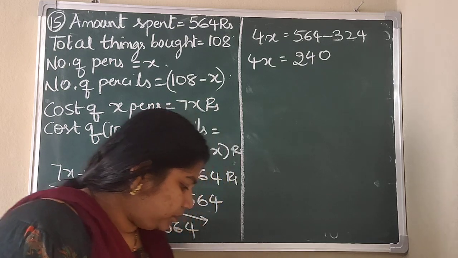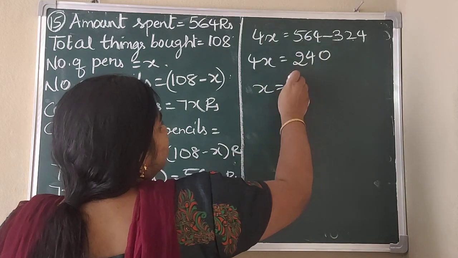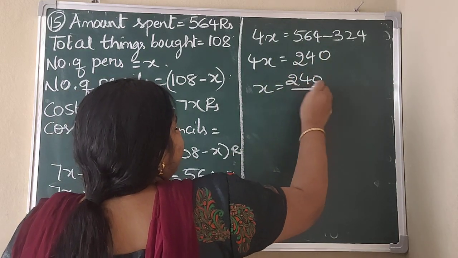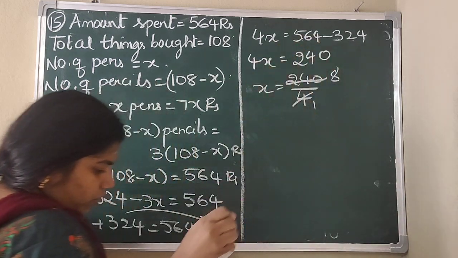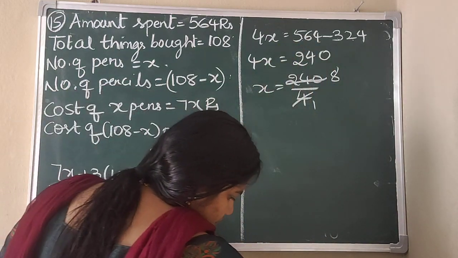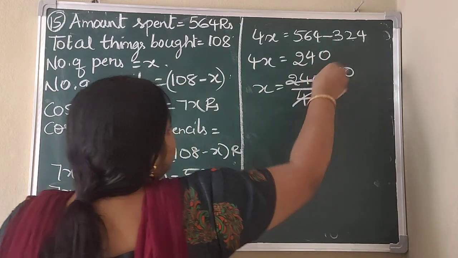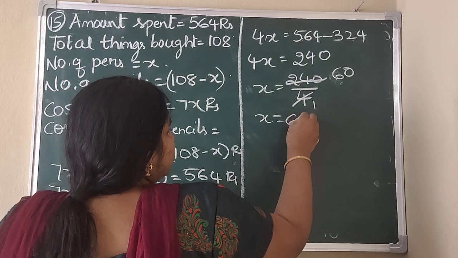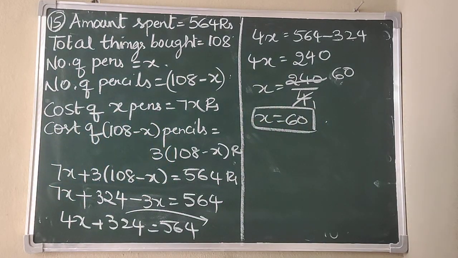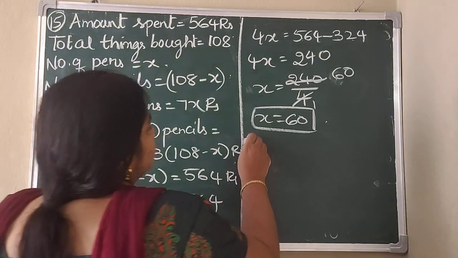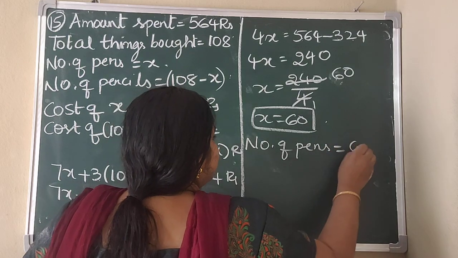Okay, so now x is equal to, send this 4 to the other side, 240 by 4. 4 1s are 4, 4 6s are 24, that will be 4 zeros are 0. So x value is how much? 60. Okay, so now x is nothing but what? x is nothing but the number of pens. So number of pens are how many? Number of pens is equal to 60.